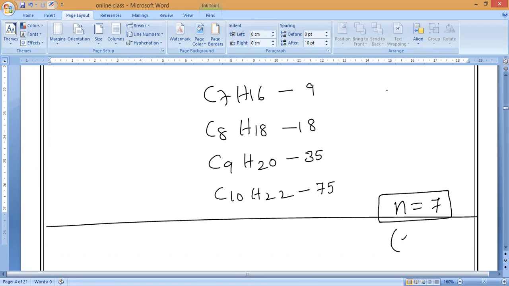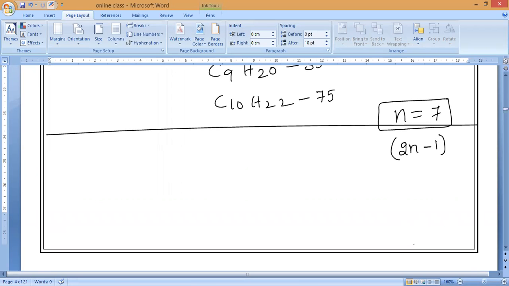The formula which we can use to identify the number of isomers is 2n minus 1. So everybody try. I am giving you 2 minutes time. Is it coming or not? Tell me. Till n equals to 7 we can follow this. 2n is the formula, so please all of you follow it and tell me whether it is coming or not.